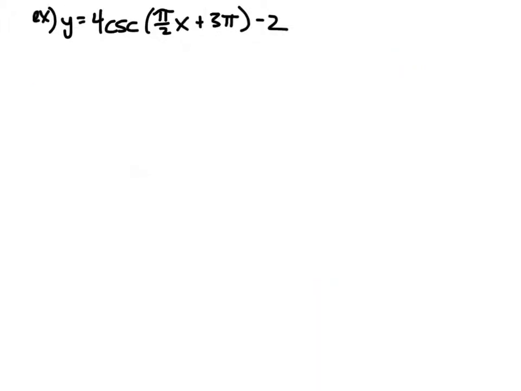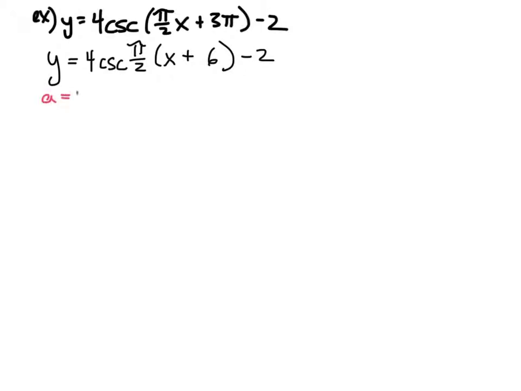Okay, one more example. We have y equals 4 cosecant of pi over 2 x plus 3 pi, minus 2. Cosecant's related to sine, so this is y equals, factor out the b, 4 cosecant pi over 2 times x plus 3 pi divided by pi over 2, which is the same thing as 3 pi times 2 over pi, so this is going to be 6, minus 2.